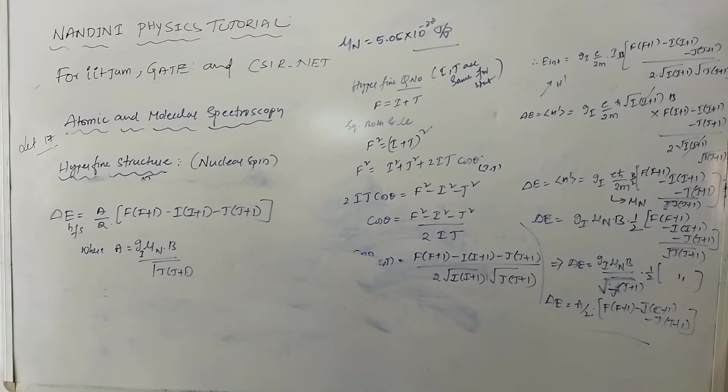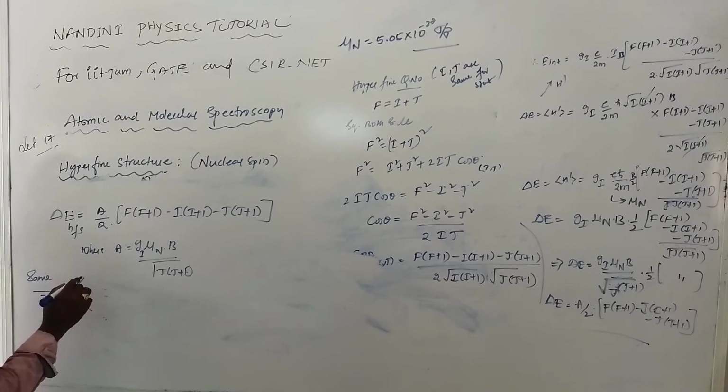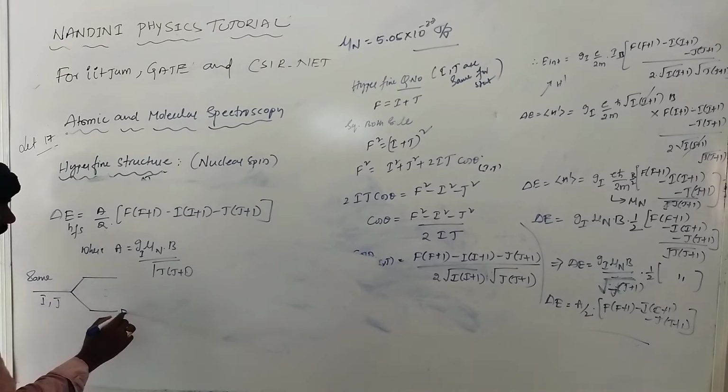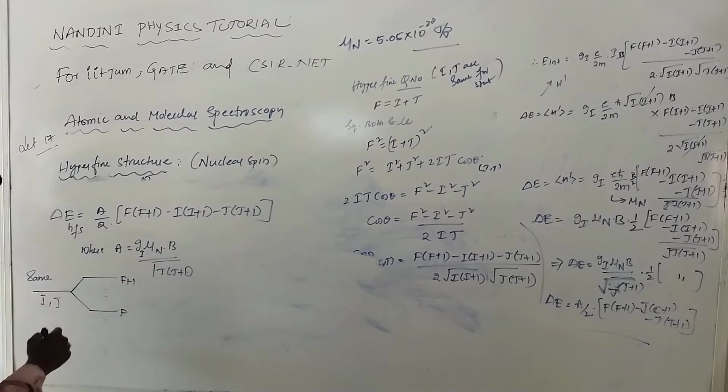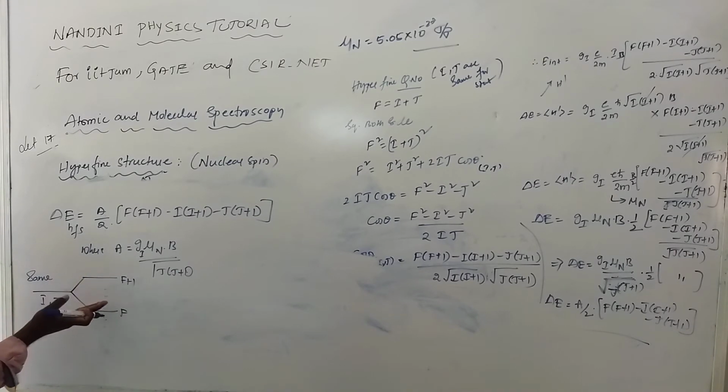Okay. So, if you take the same I value and J value, now the hyperfine structure is splitting into capital F and F plus 1. For suppose, according to Landé g factor, every state, this is a lower state, this is a higher state. So, lower state F, higher state means additionally you will take 1. So, F plus 1.